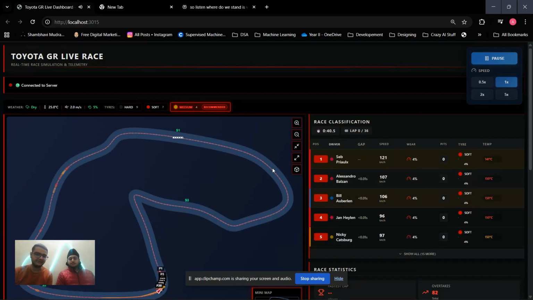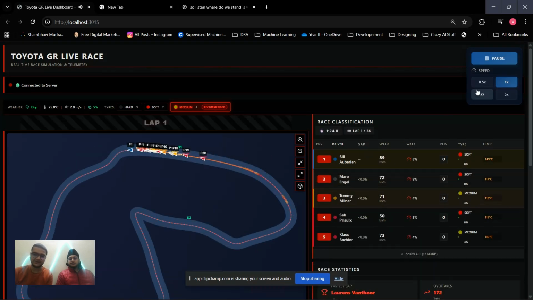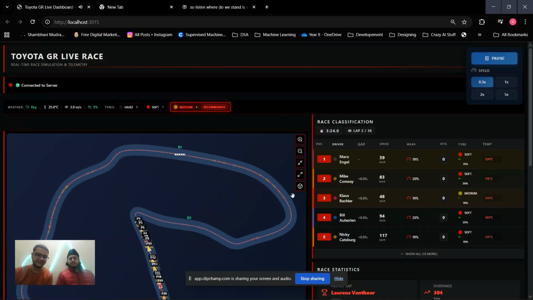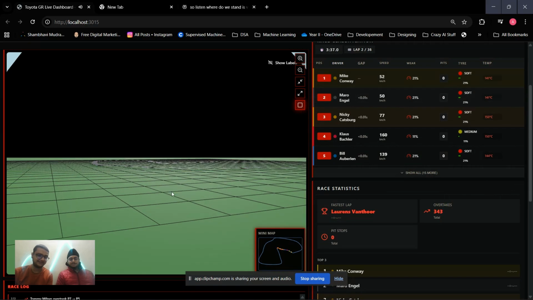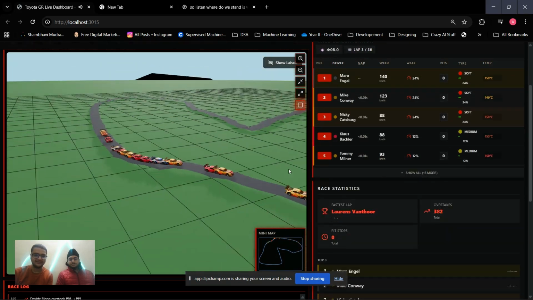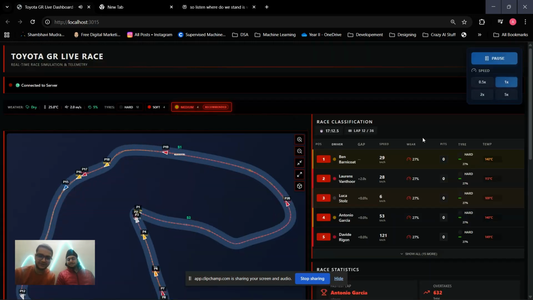So in this simulation, we have different kinds of speed in which we can see the simulation happening: 0.5x, 1x, 2x, and 5x as well. Now we also try to mimic a 3D model for this, in which we can see the simulation happening in 3D. Now you can see these cars are running in 3D right now, and along with that, now let us close this 3D model and look at the simulation happening.